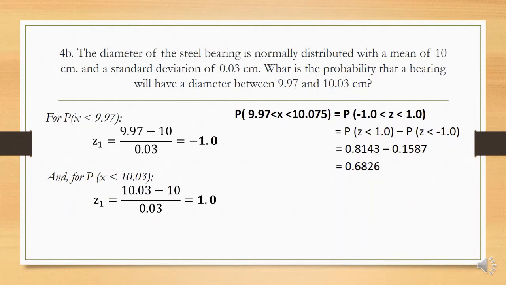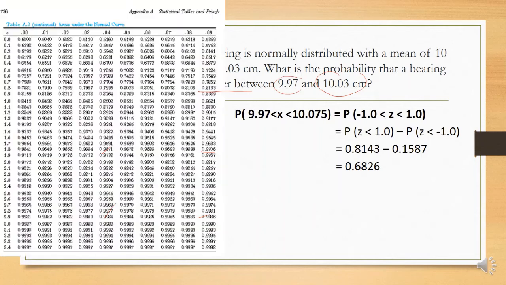Moving on with the letter B. So, we will have a diameter between 9.97 and 10.03. Ganon ulit, kagaya nung example natin sa example 3, no? Convert yung z ng 9.97 and 10.03. So, we get negative 1 at positive 1. So, dito sa ating table, yung positive, unahin natin yung positive 1.